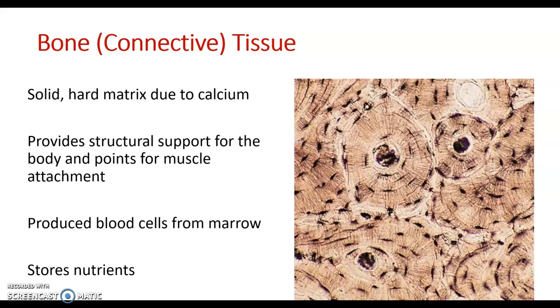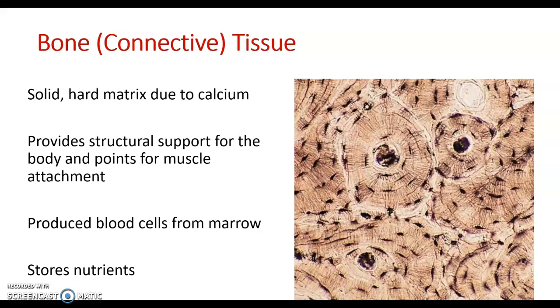Bone, on the other hand, has a very rich blood supply going to it, and it heals very, very quickly. Bone is the form of connective tissue that forms our skeletal system. The matrix secreted by bone cells is hard because of that large amount of calcium. So we're storing a lot of calcium and phosphorus nutrients in our bone tissue. Bone obviously provides the support to keep the body up and provides points for muscles to attach and allow movement.